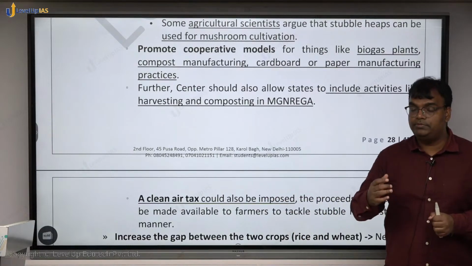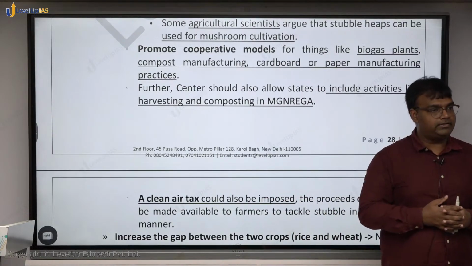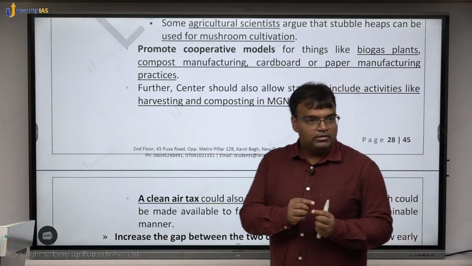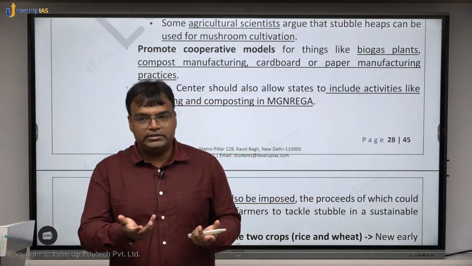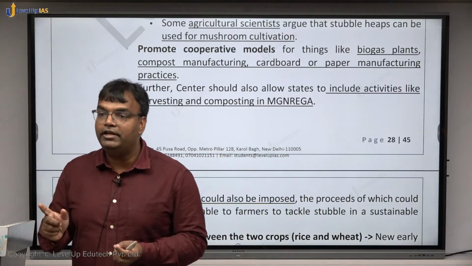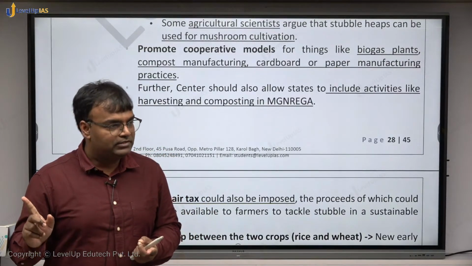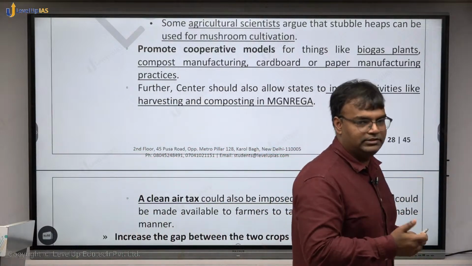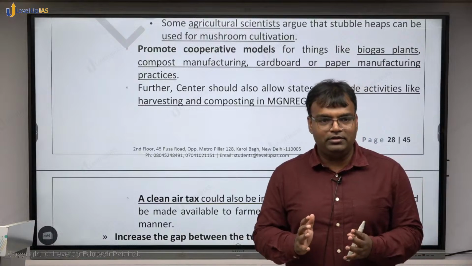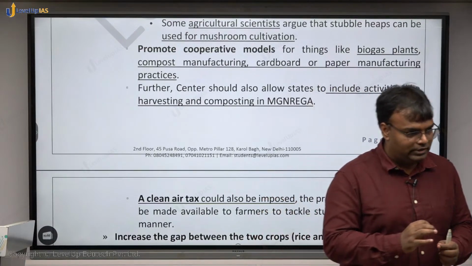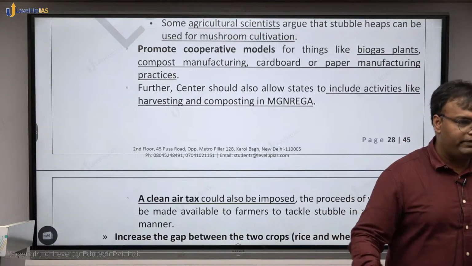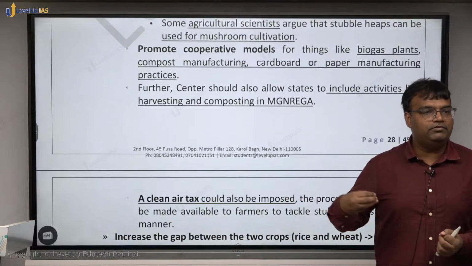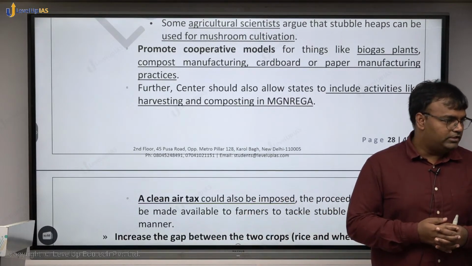Another suggestion which comes from experts is to impose a tax in cities, a clean air tax, call it a clean air cess, and that money can be given to farmers if they dispose of their stubble in a sustainable manner. So eventually the farmer has to get some money. We want the farmer to not burn the stubble. Otherwise, farmers in India are facing income challenges. They would not spend anything from their pocket to sustainably deal with it.